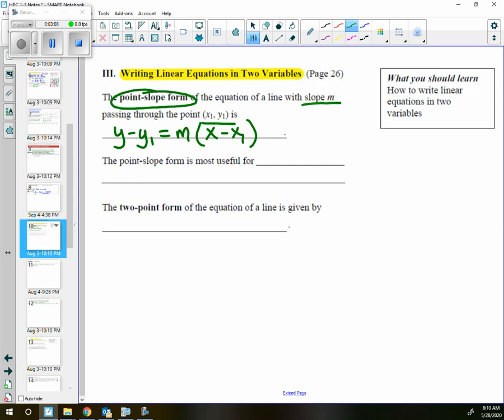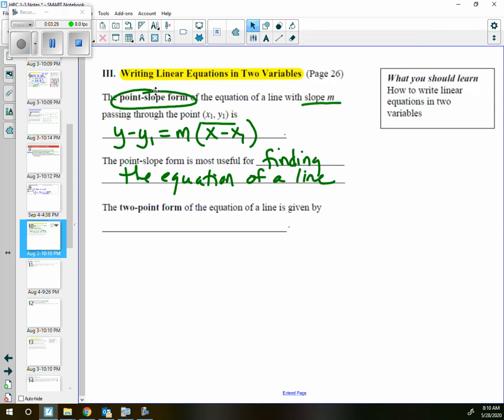So point slope form is most useful for finding the equation of a line. So if you're trying to write the equation, it's so handy, it's so easy to have those two pieces of information, because we don't always know the y-intercept, but we often know a point, a specific location. So finding the equation of a line. So if we're trying to write the equation, great way to do it, point slope form.